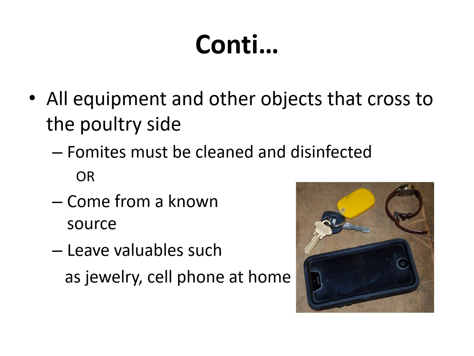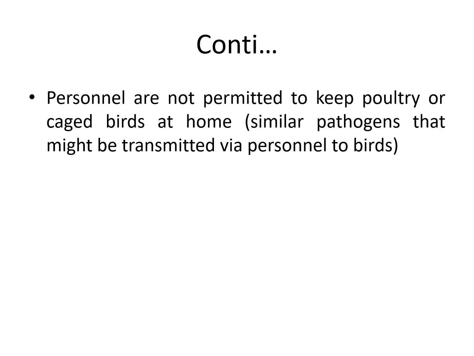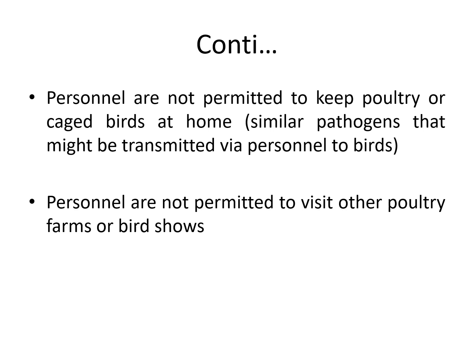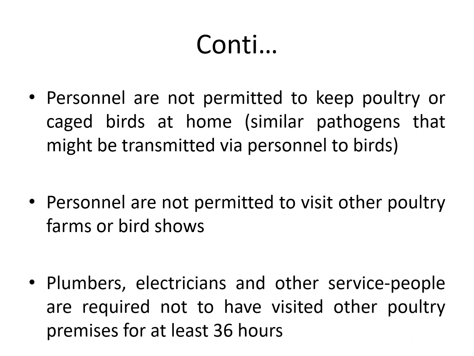All equipment and other objects that cross to the poultry side, fomites, must be cleaned and disinfected or come from a known source. Leave valuables such as jewelry and cell phones at home. Personnel are not permitted to keep poultry or caged birds at home, as similar pathogens might be transmitted via personnel to birds. Personnel are not permitted to visit other poultry farms or bird shows. Plumbers, electricians, and other service people are required not to have visited other poultry premises for at least 36 hours.